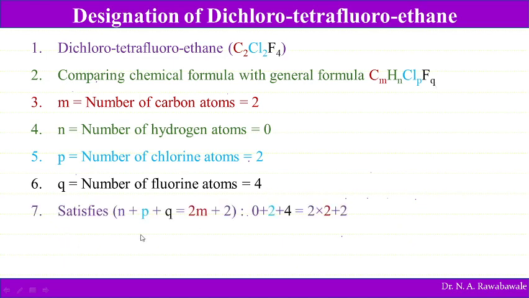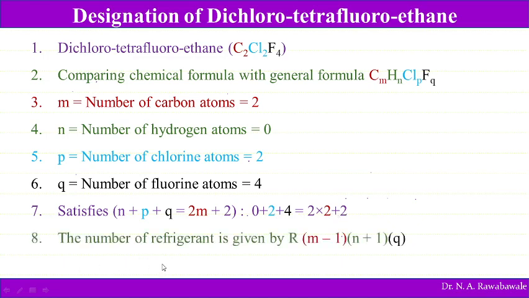Then whether it satisfies this equation or not: n plus p plus q. n is 0, p is 2 and q is 4. 0 plus 2 plus 4 is 6. Then 2m, where m value is 2: 2 into 2 is 4, plus 2 is 6. So the left hand side is equal to the right hand side. It satisfies this condition. Then the number of refrigerant is given by R (m minus 1)(n plus 1)(q).